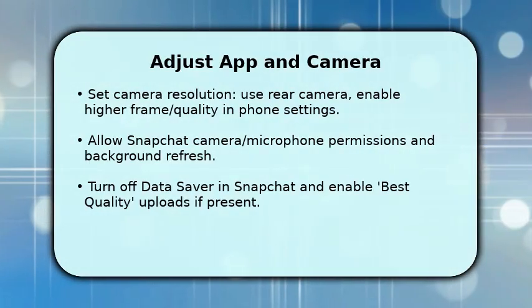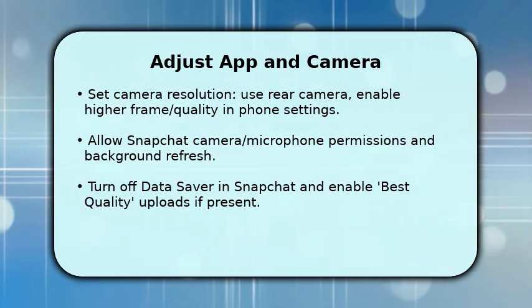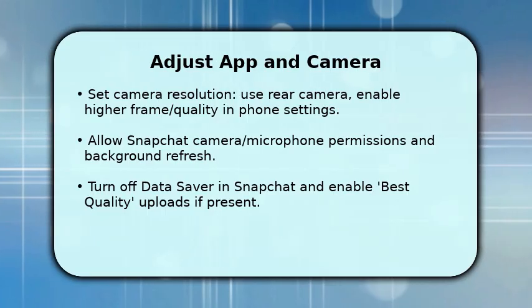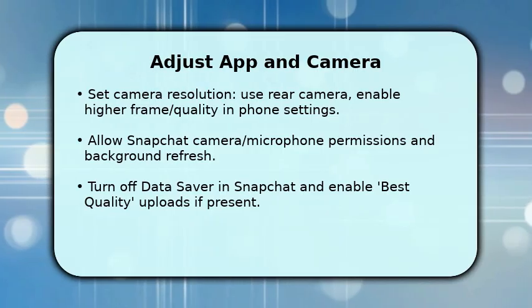Next, you adjust the app and camera because Snapchat relies on both. Use the rear camera for better sensors. In your phone settings, select the highest available camera resolution and frame rate. This gives you more pixels to start with.